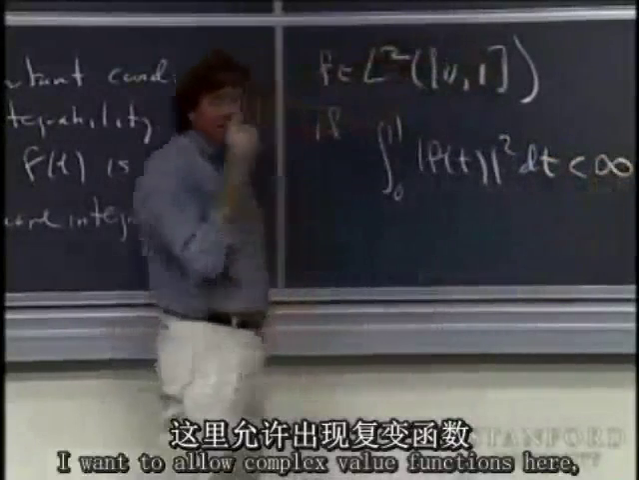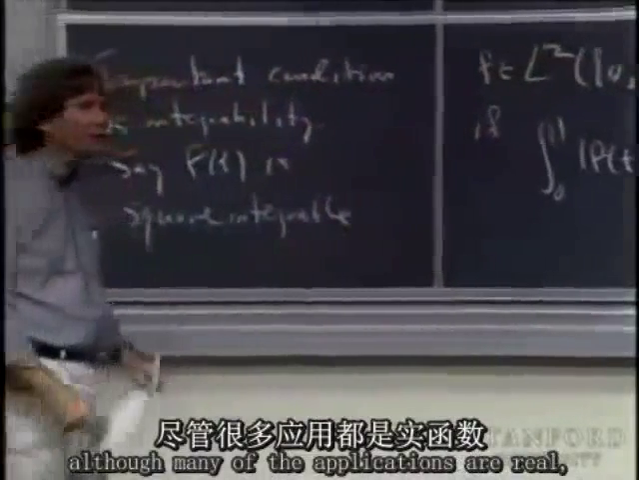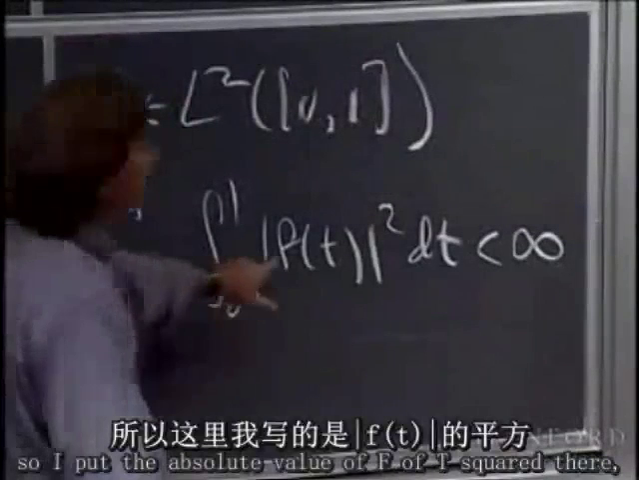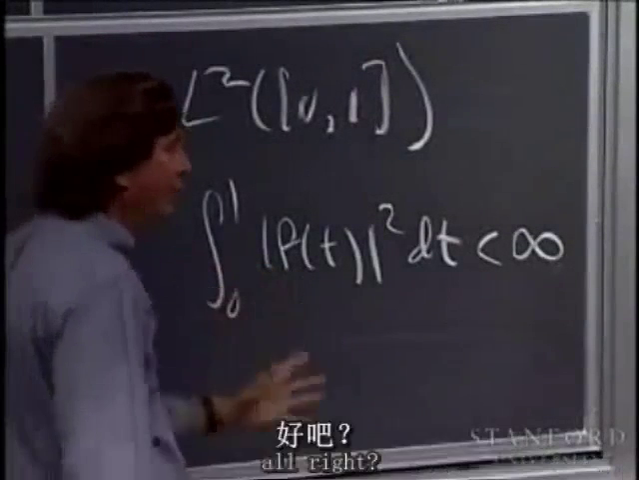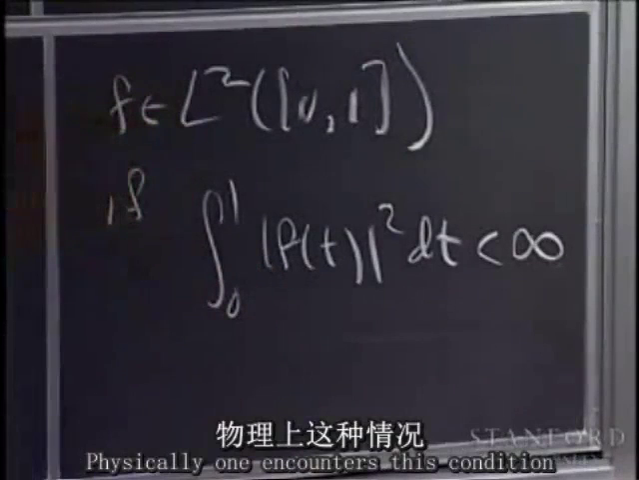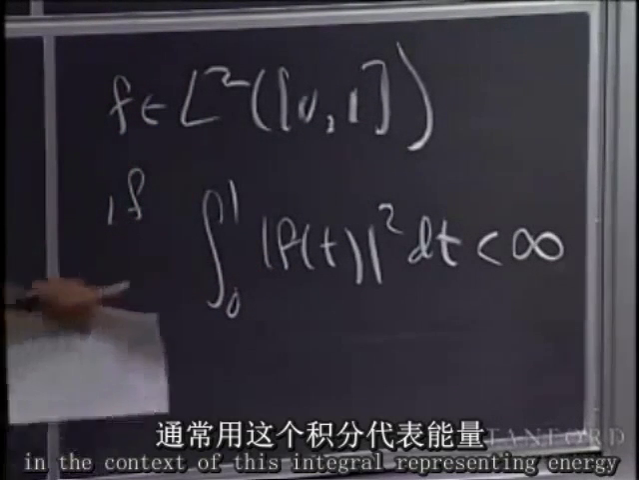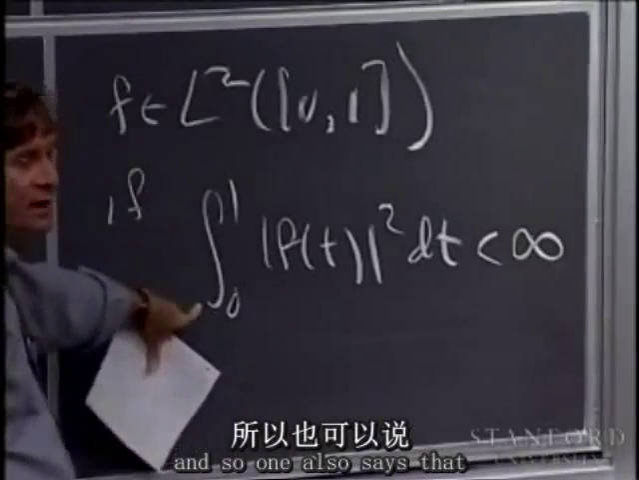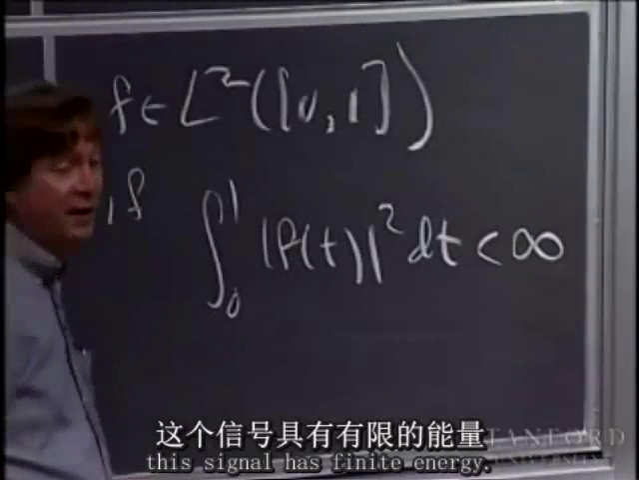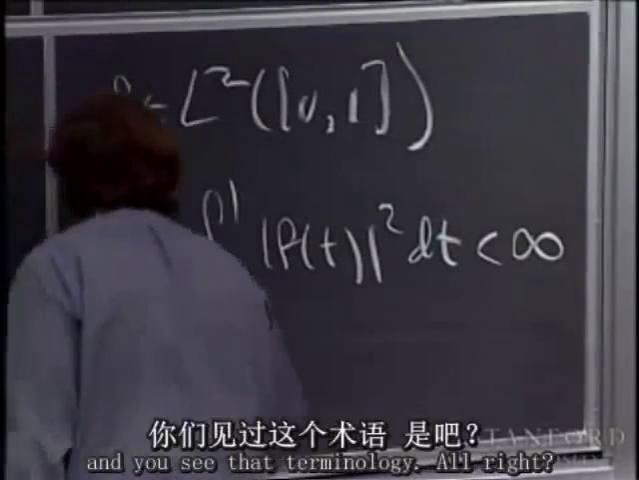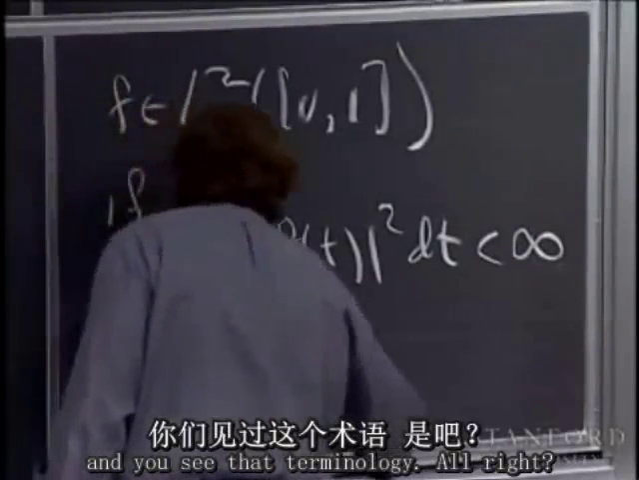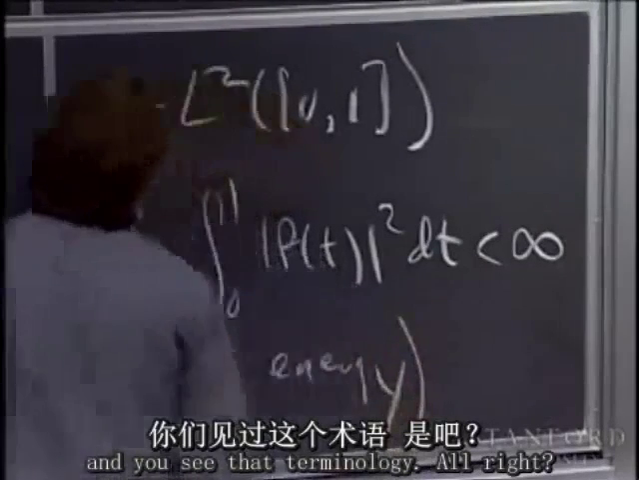I want to allow complex valued functions here, although many of the applications are real, so I put the absolute value of f of t squared there. That's an easy condition to satisfy. Physically, one encounters this condition in the context of this integral representing energy, and so one also says that the signal has finite energy. That's another way of saying it, and you'll see that terminology.